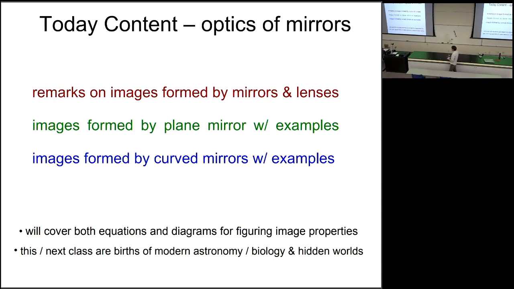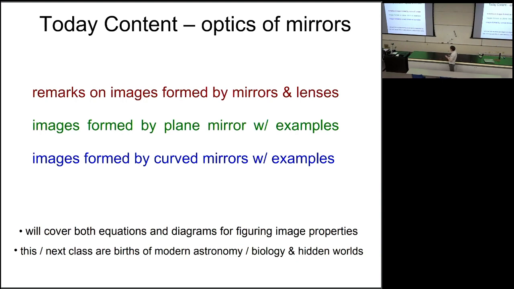Specifically, in today's class, I want to go through these three items. I want to make some remarks about the formation of images of objects in optics. So what is an image? What is an object in this world of optics? I'll say a few general remarks that will apply to today's class and to next class. It's just some basics for today's class and next class.